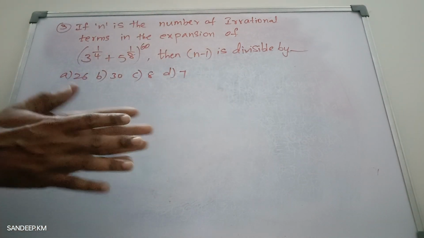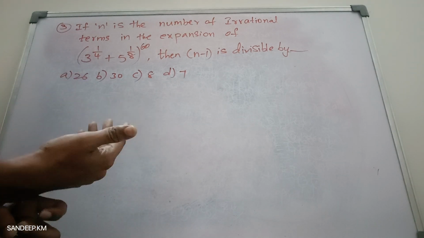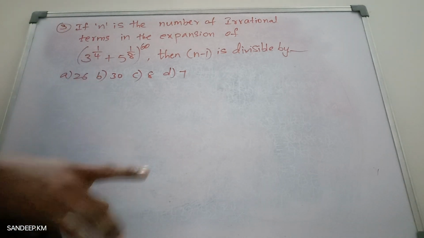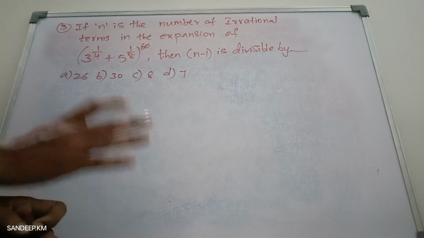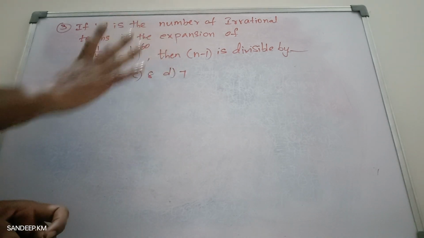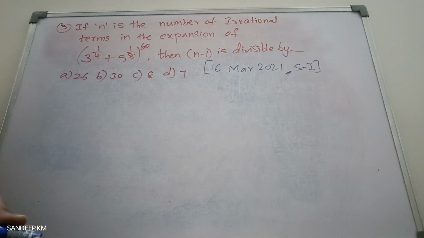Some of us, what we will do, we will find the value of n and we will take the option which is divisible by n. Be careful that they told n minus 1 is divisible by what. Okay, now read the question carefully and answer what they have asked for, right? And this is a previous year question. So it was given in March 2021 paper of JEE Mains.